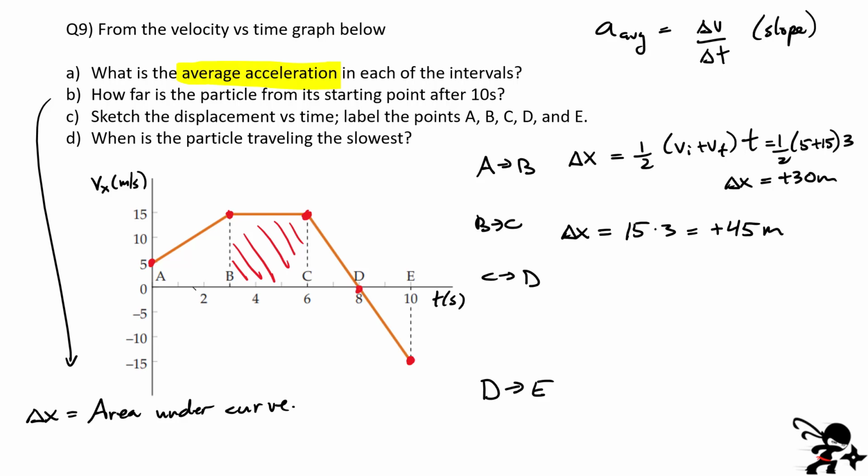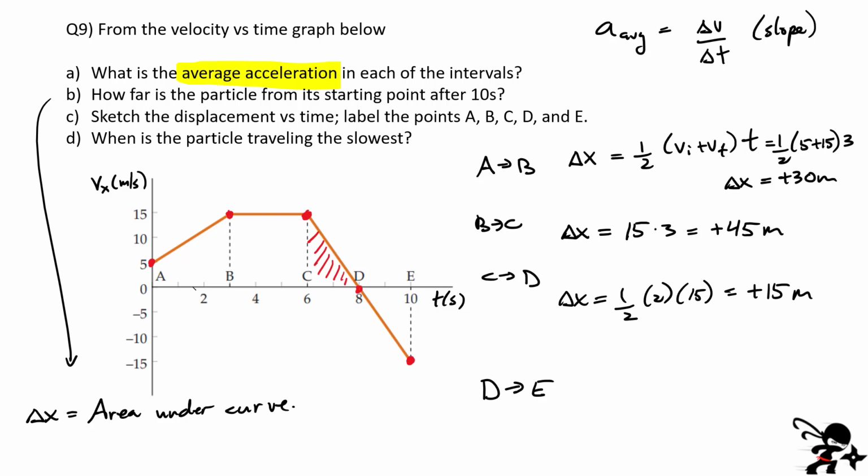All right, from C to D now, if I'm looking for the displacement, I am looking for simply the area under the curve right here. Notice I get a positive value again for this. And this is simply a triangle. So it's 1/2 base times the height. The base is 2 and the height is 15. So here you get a displacement of positive 15 meters.